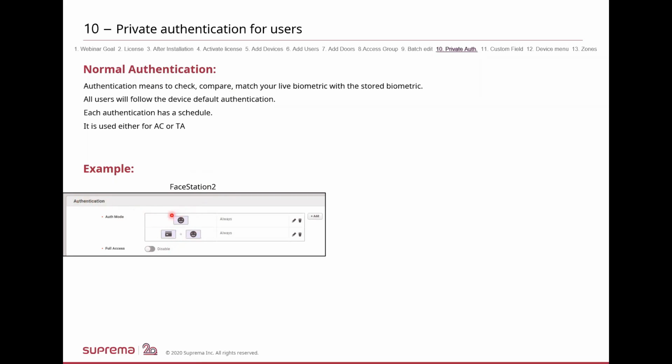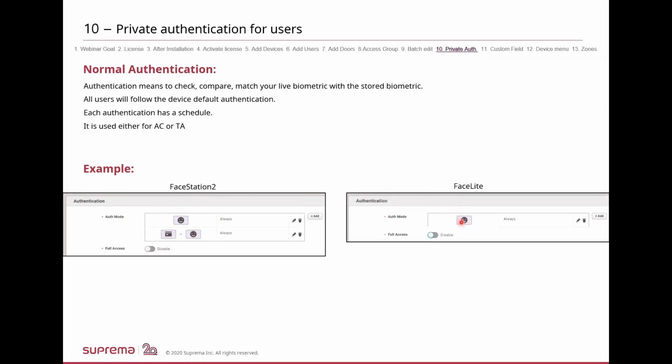So it works as face only or card plus face. Face Lite is going to work face only. So if you show the card to the Face Lite, it is not going to respond. Why? Because you have set up the device normal or default authentication as face only. That's why it will reject all the cards.